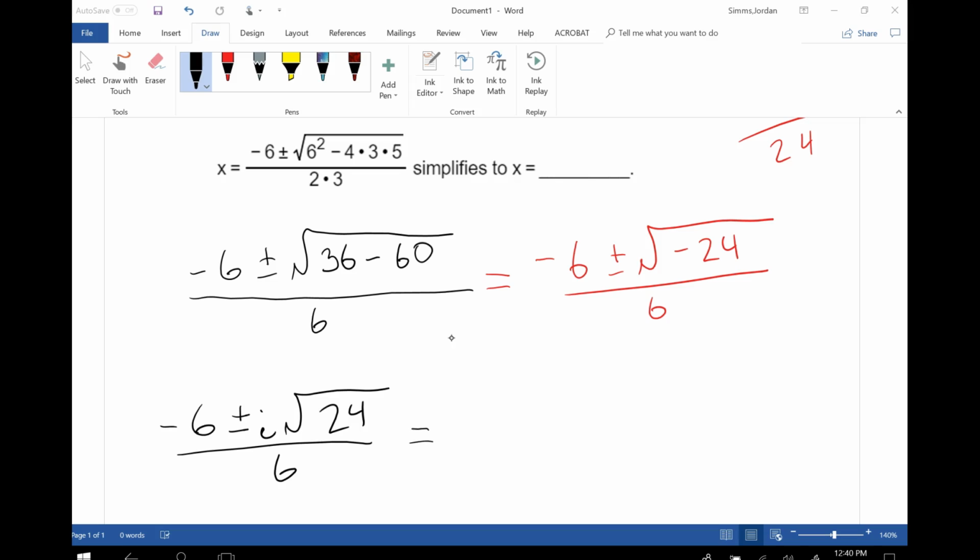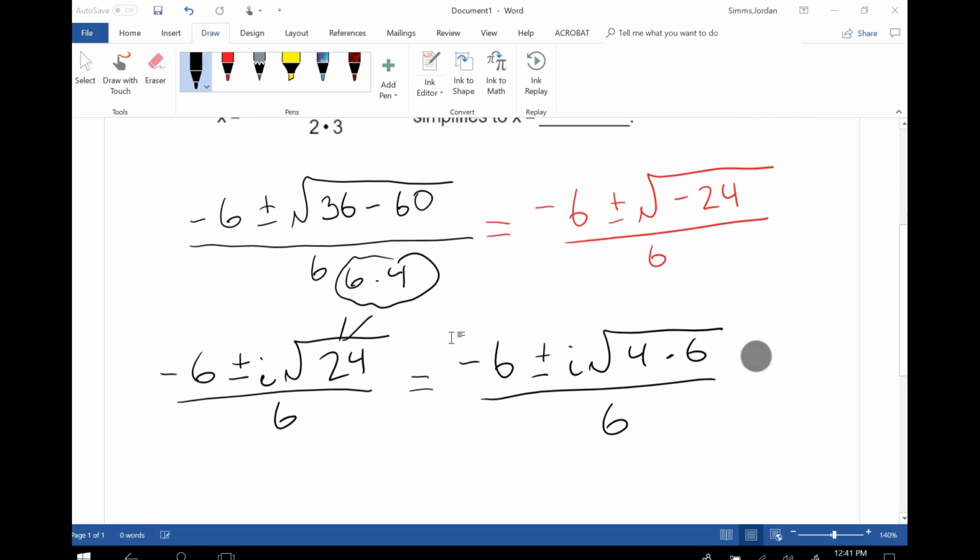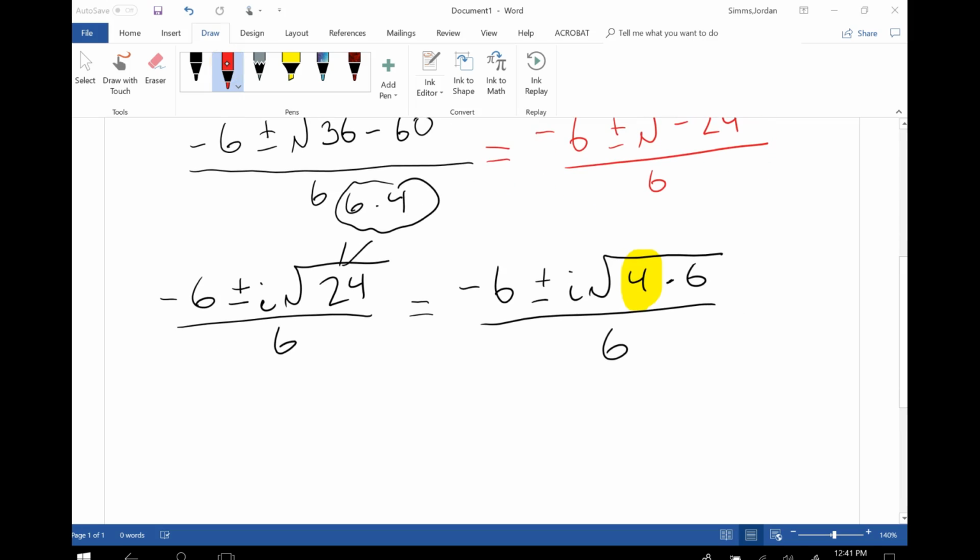Now 24, can we break that down? Is there a perfect square that I can pull out of 24? Perfect squares being 1, 4, 9, 16, and so on. So 6 times 4 will give me 24, where 4 is the biggest perfect square. So my next step is going to be I root 4 times 6 over 6. Now, remember that when I split these up, this is called the product rule, by the way, I can take the square root of the perfect square, and it just allows me to simplify this a little bit more. So we're going to have -6 plus or minus, now the square root of 4 is 2, so that's going to be 2I root 6 over 6.